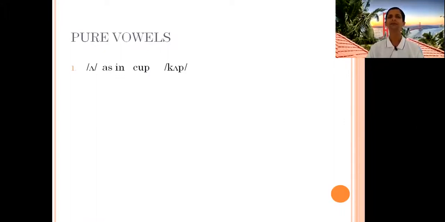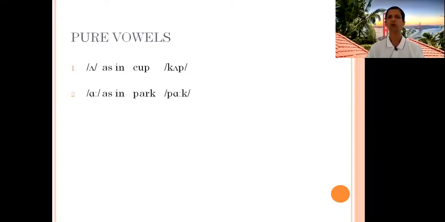The first vowel sound is /ʌ/, as in cup. That is the middle sound in cup. We can see that we have put two slashes on either side of these sounds, which indicate that they are not words or letters, but sounds. So this indicates that we should not read them as words, but we should read them as sounds.